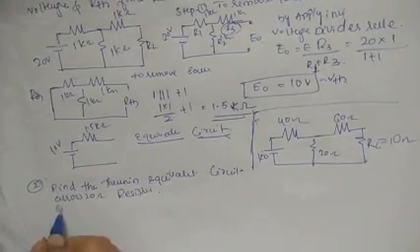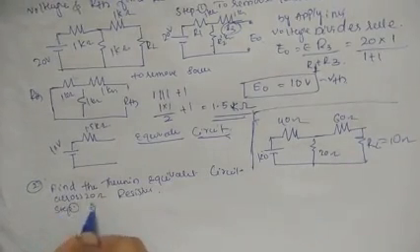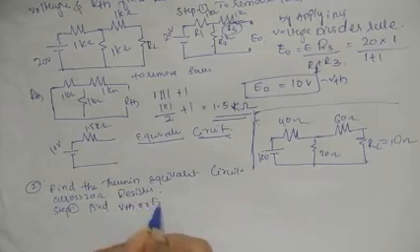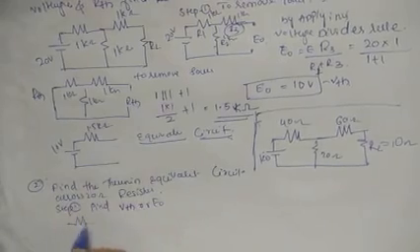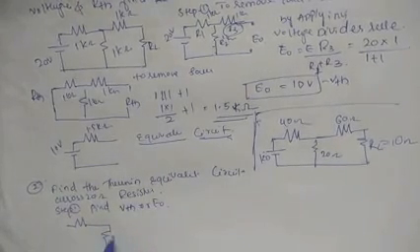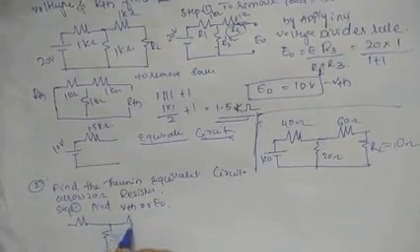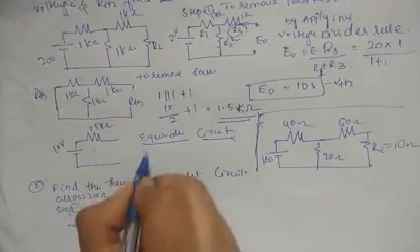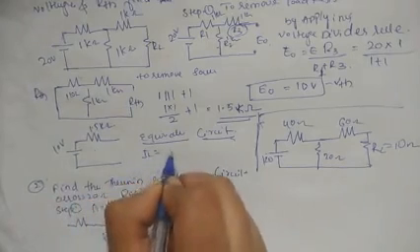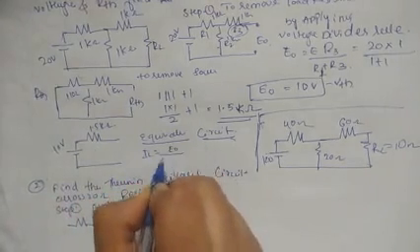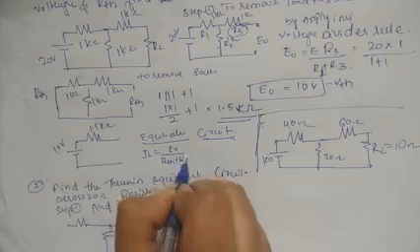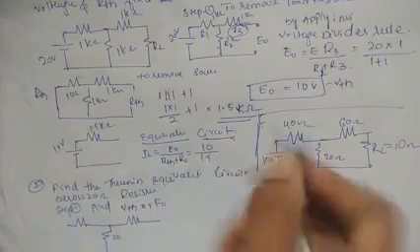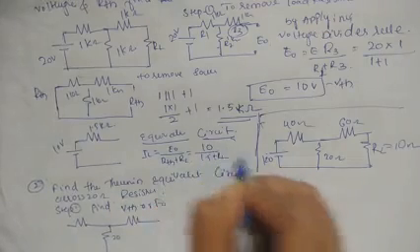First, step 1, find the VTH or E0. What to do: remove the load and make the equivalent circuit like this. IL equals E0 divided by RTH plus RL. 10 divided by 1.5. RL they have not given. Write the RL.